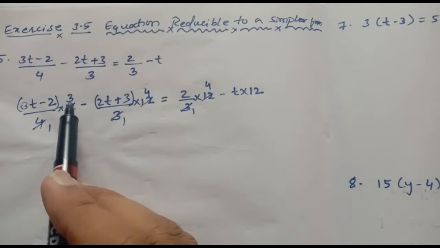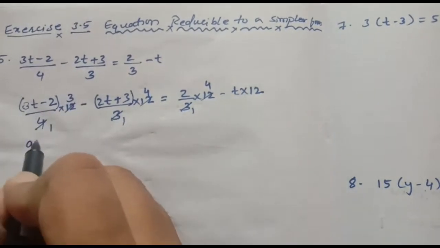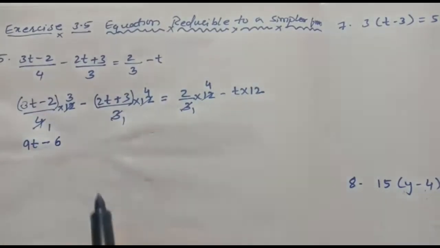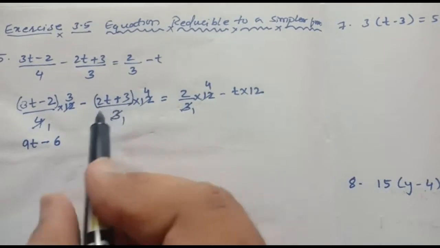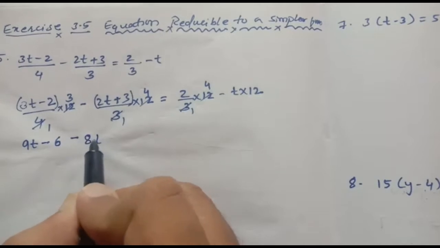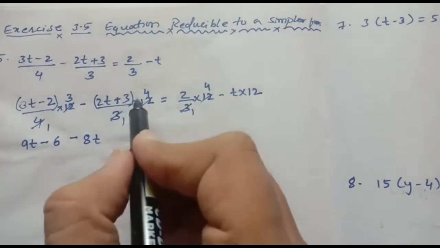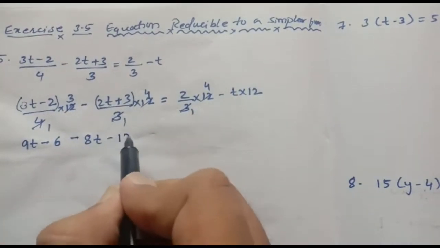Multiply 3 with this bracket. 3 threes are 9. t as it is. 3 twos are 6. Now 4 twos are 8 into t, 8t, it will be minus 8t. Then 4 threes are 12. Minus is here, so it will be minus 12.